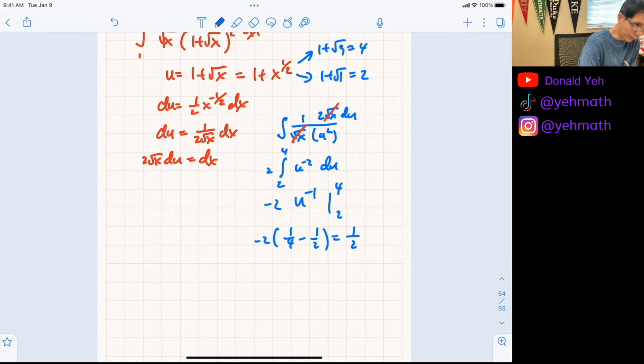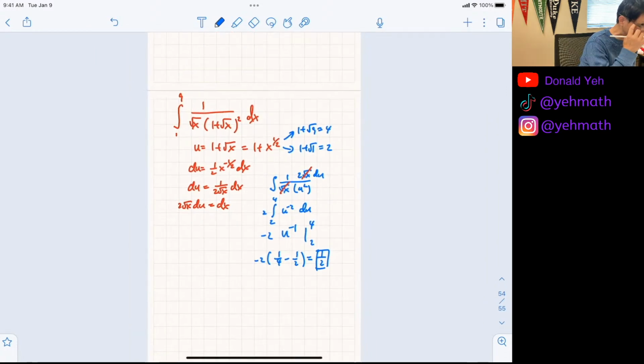Because I plug in 4, so it'll be 1 over 4. If I plug in 2, it's 1 over 2. You know, negative power. 4 to the negative 1 power is 1 over 4. And the answer will come out very, very nicely, 1 half.